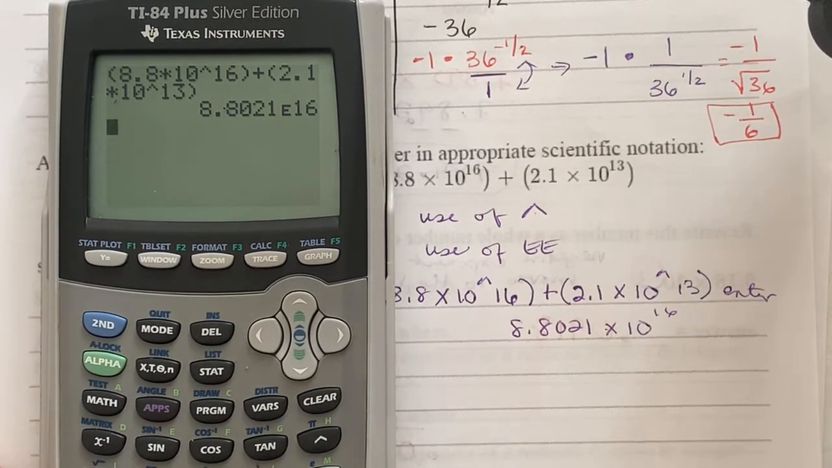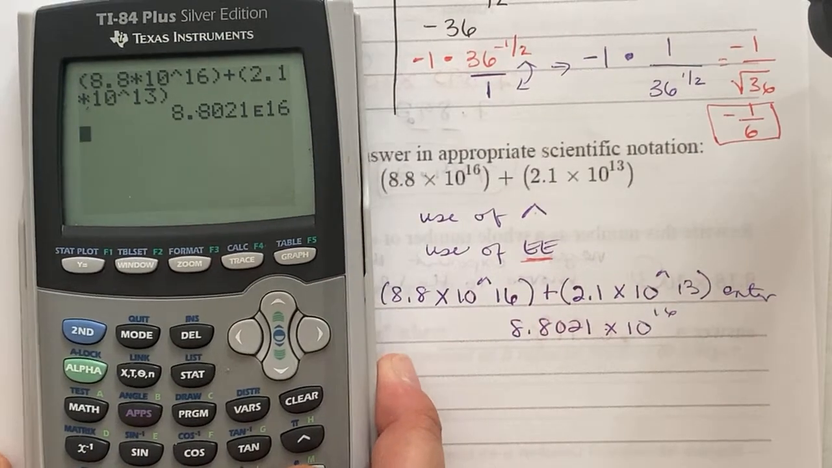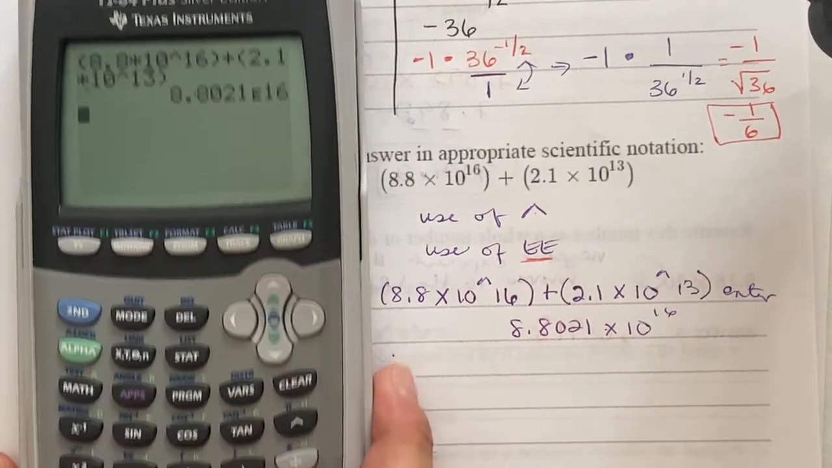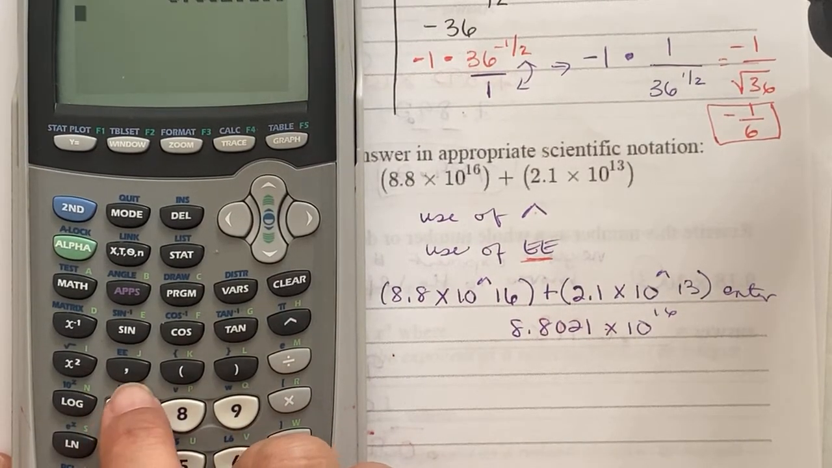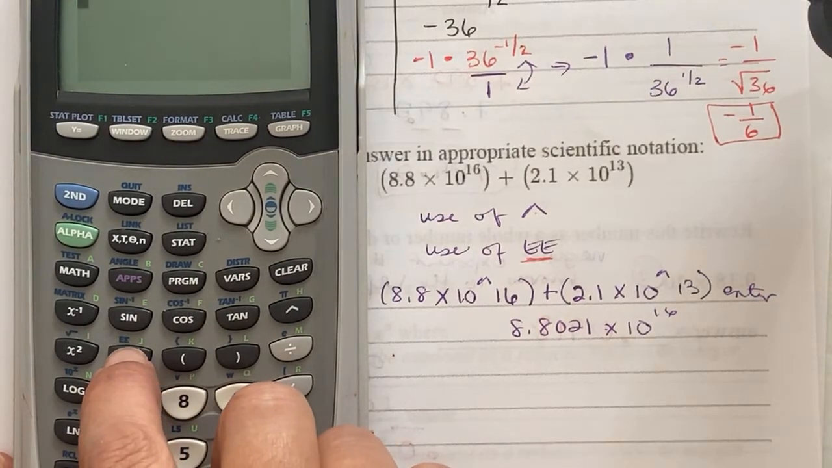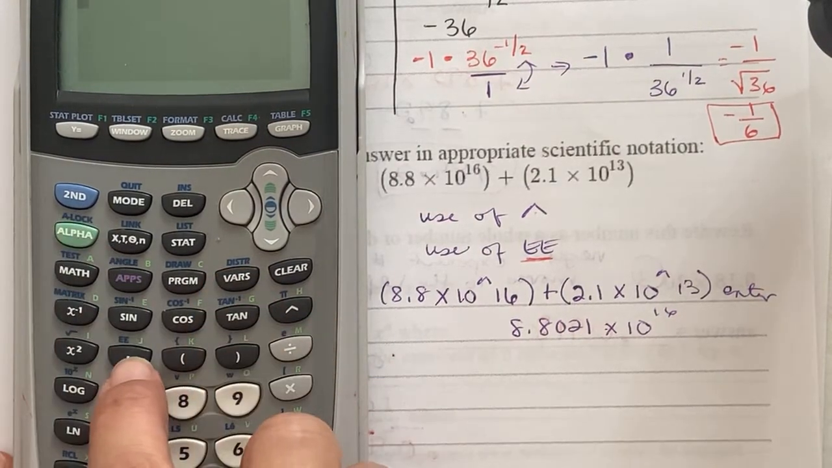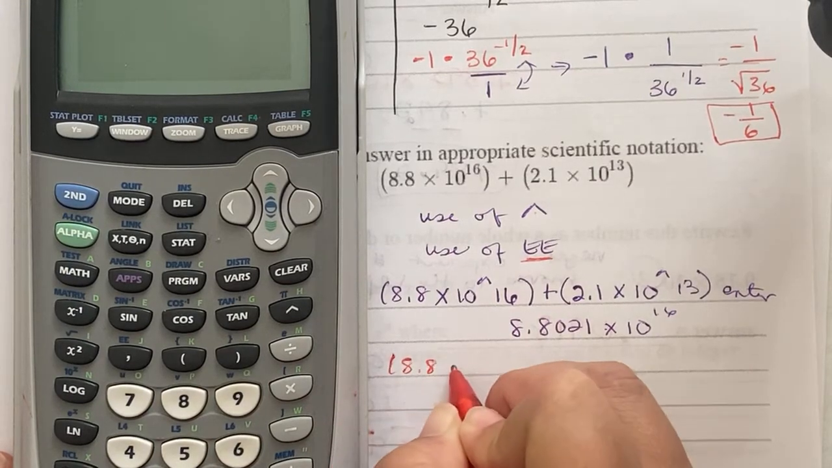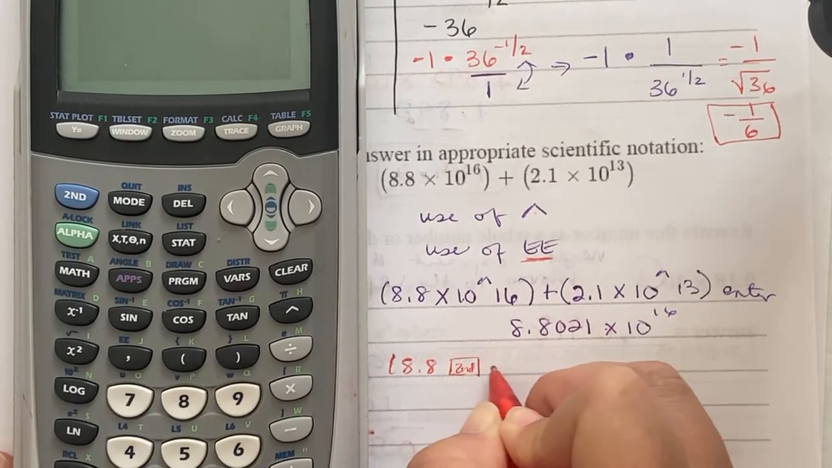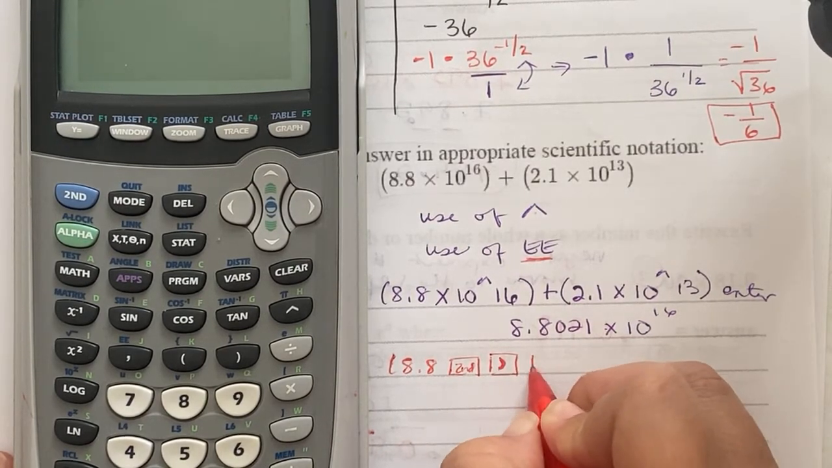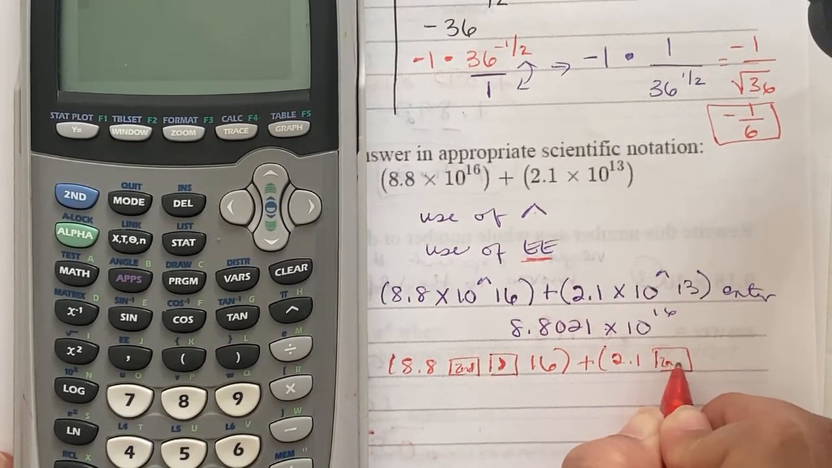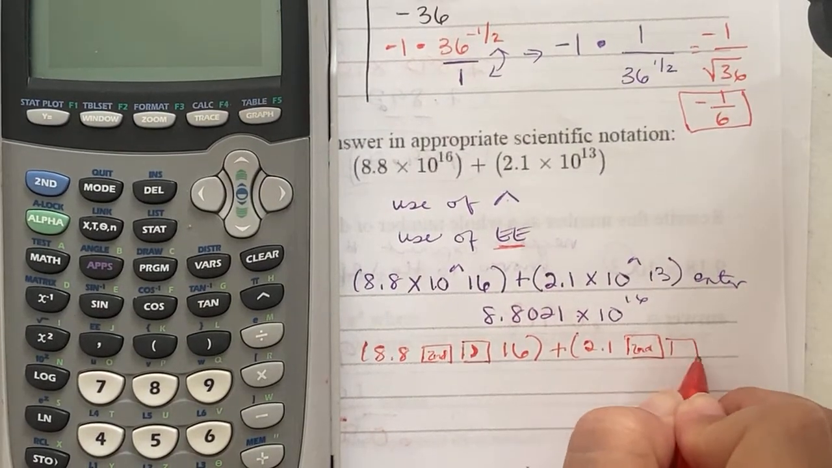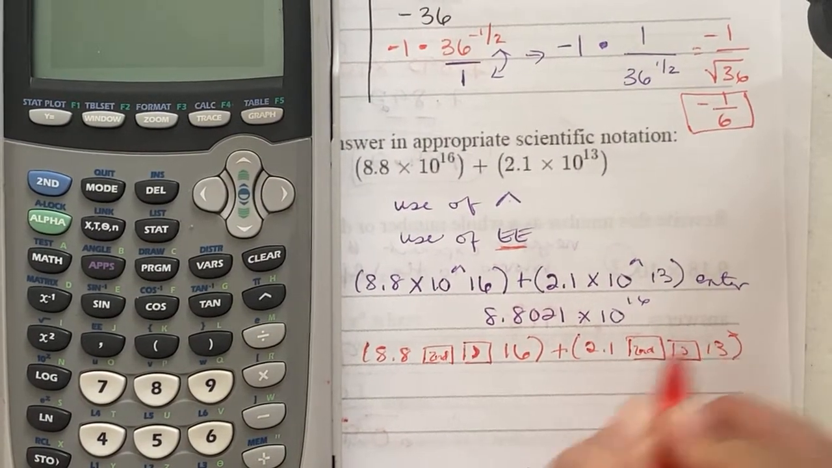We're going to do the same thing using the double E key. On your graphing calculator, if you look above the comma symbol, there's a little EE key, which means you have to use the second and then EE. So you're going to go 8.8, hit the second key, and then your comma, and then type 16 plus 2.1, again second, the comma, and then 13, and close it.